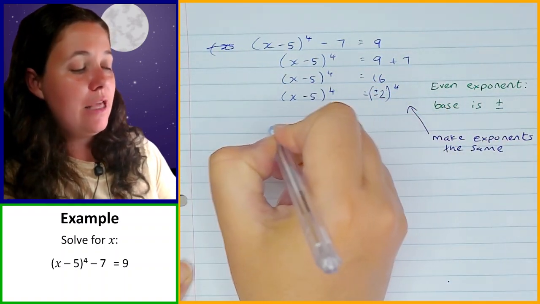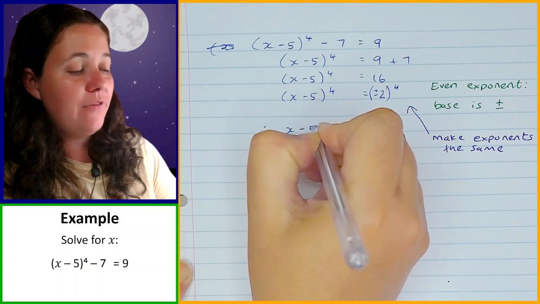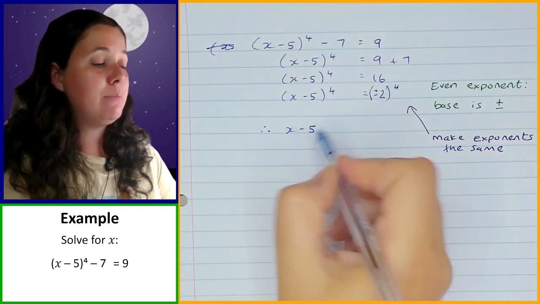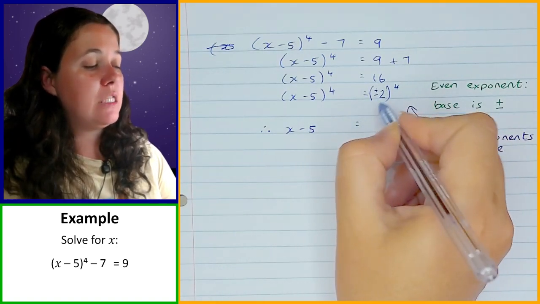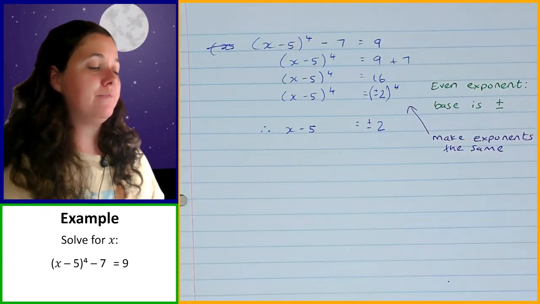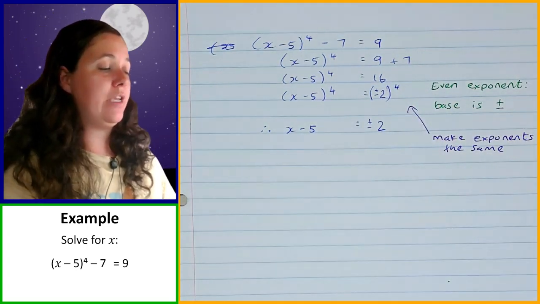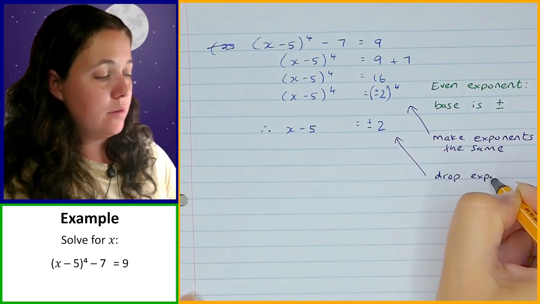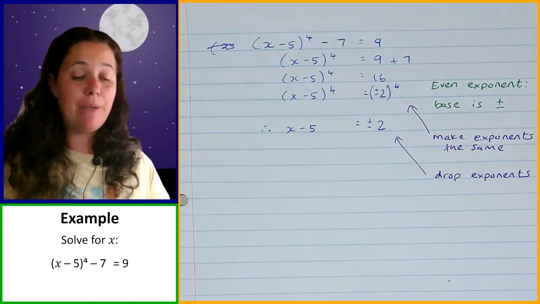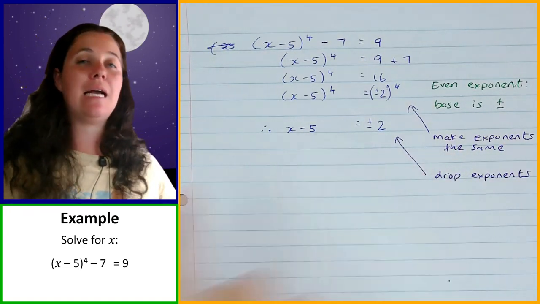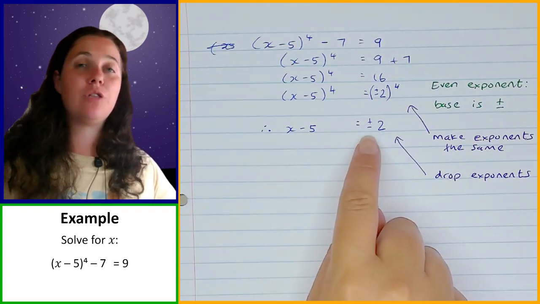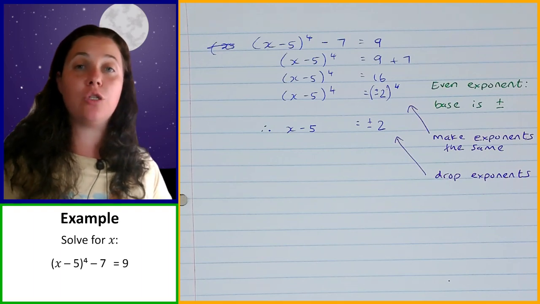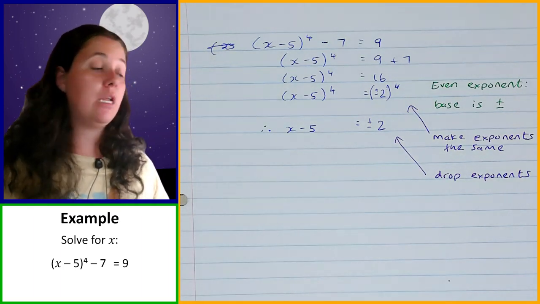So now I can say, therefore, x minus 5, that base, I can take it out of the brackets because I don't have the exponent anymore. x minus 5 is equal to positive or negative 2. So that is what I've done over here: I drop my exponents and make the bases equal to each other. Once I've got that, I can go and solve the equation. But because I've got this plus and minus, I need to take both of them into account. So I'm going to be getting two answers to this equation, two solutions.